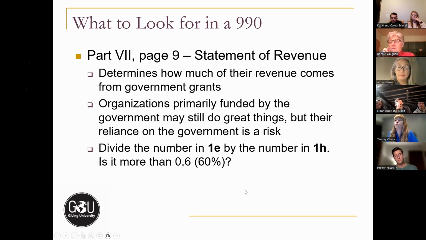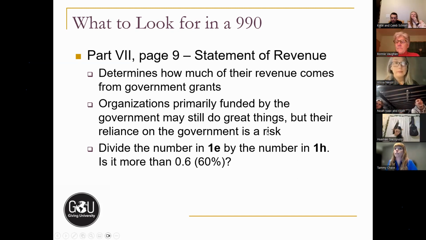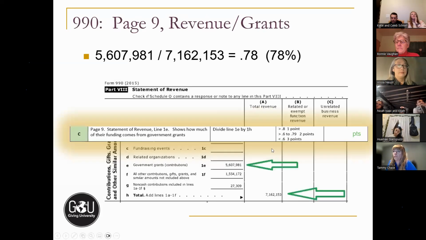If 95% of the revenue is coming from government grants, and the government suddenly decides they don't want to fund organizations like them, that all of a sudden puts them at risk of losing funding or going under as an organization. That's the primary reason for this score. Again, you'll find it on page 9. Government grants is right here in 1E, and the total grants is on line H. So you just divide those two, you'll get a number and you'll score accordingly.